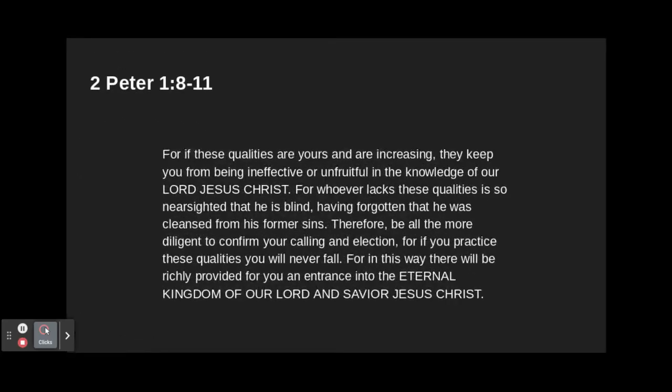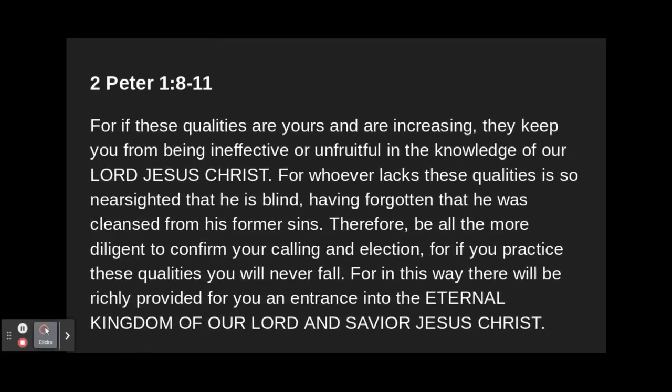Second Peter chapter 1, verse 8 through 11. For if these qualities are yours and are increasing, they keep you from being ineffective or unfruitful in the knowledge of our Lord Jesus Christ.